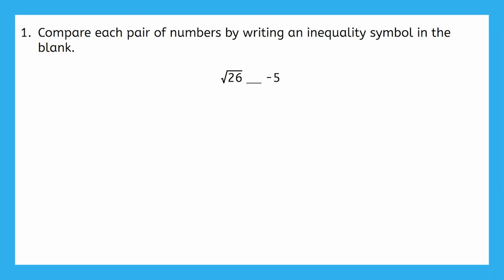In the next pair, did you notice that we're comparing a positive number to a negative number? Can a positive number ever be less than a negative number? No, we don't even need to estimate how big the square root of 26 is. Since it's positive, we already know that it's greater than -5.